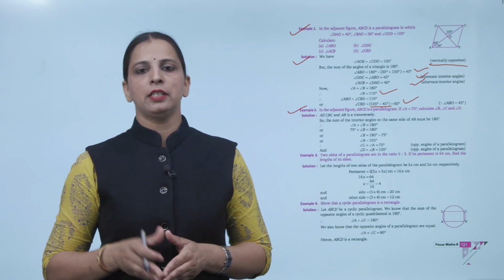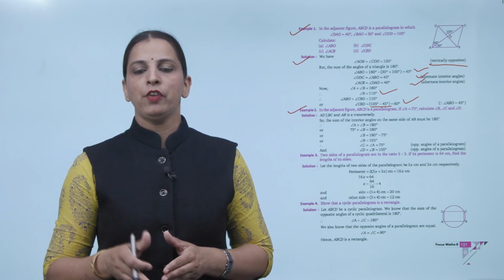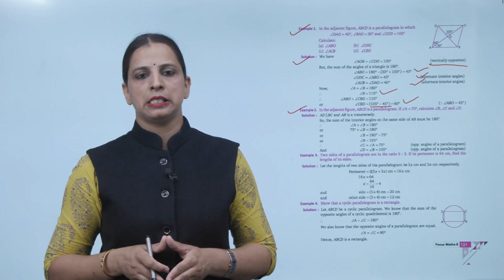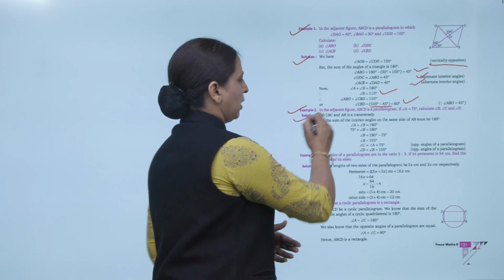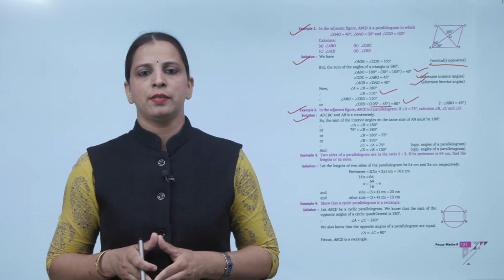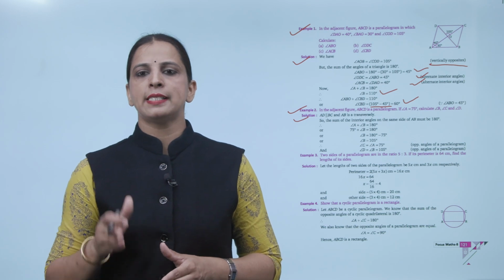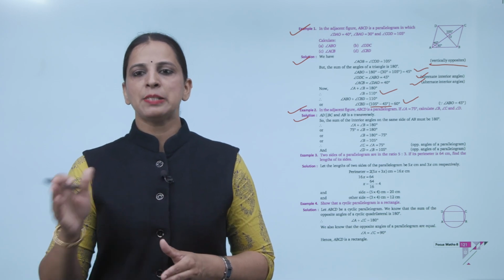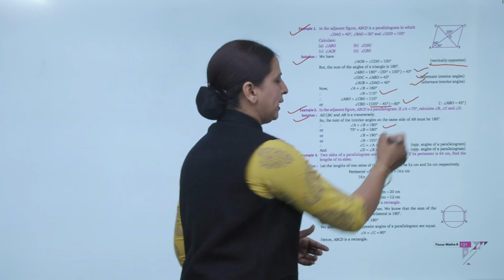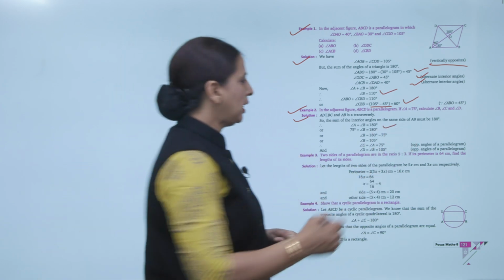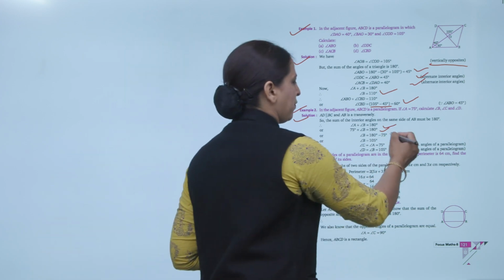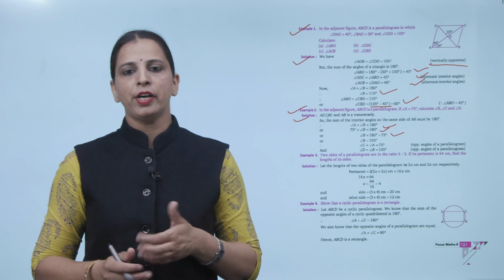In the adjacent figure, ABCD is a parallelogram. If angle A is equal to 75 degrees, calculate B, C and D. Solution करते हैं. AD parallel to BC and AB is a transversal. So, the sum of the interior angles on the same side of AB must be 180 degrees. So, angle A plus angle B is equal to 180 degrees. Angle A कितना है? 75 degrees plus B is equal to 180 degrees. B की वैल्यू निकाली. Angle B is equal to 180 minus 75 degrees, that is equal to 105 degrees.